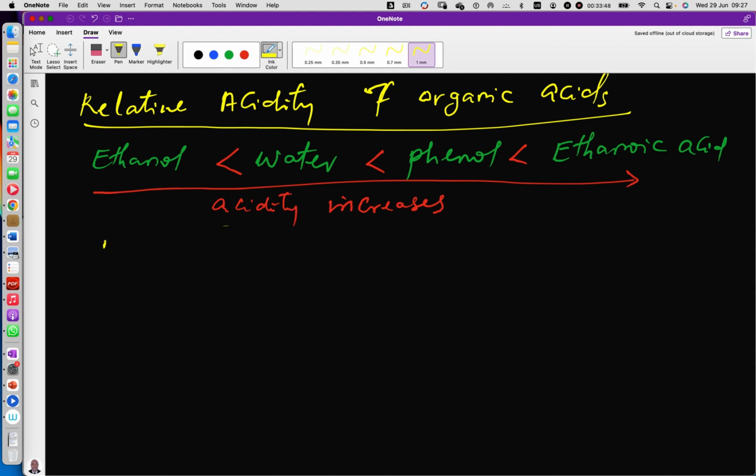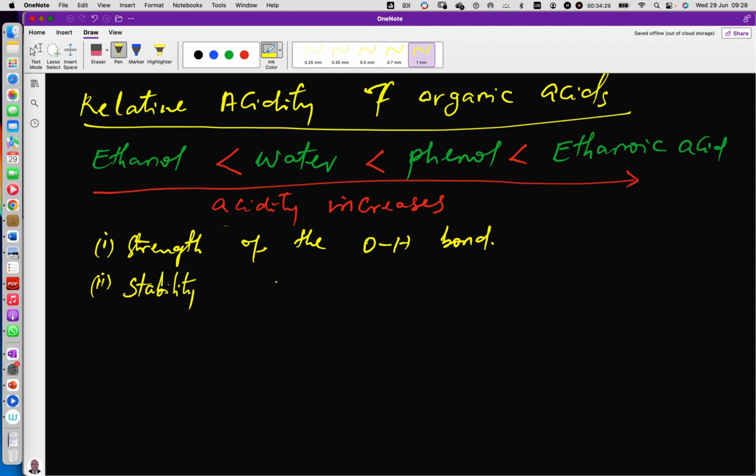One is the strength of the OH bond. Two, it will also depend on the stability of the anion, or what we call the conjugate base, the anion formed.